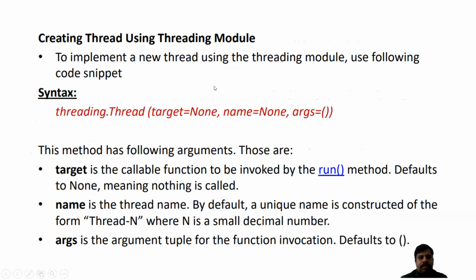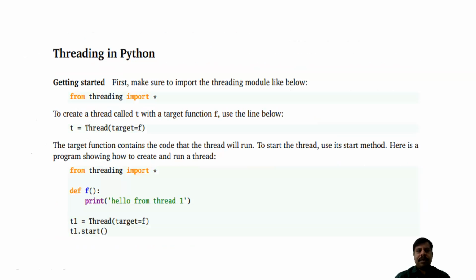So creating threads using the threading module, the syntax will be like this: threading.Thread(target, name, args). The target is a callable function, name is the thread name, and args is the argument tuple for the function which is to be invoked. Okay, so this is about multitasking and threading in Python programming.